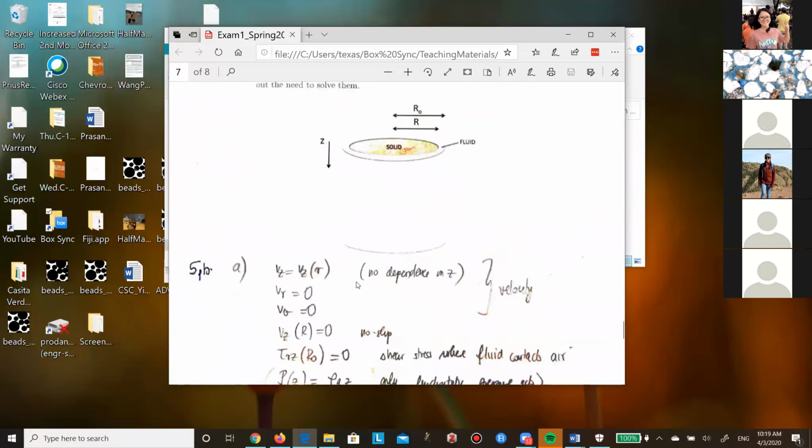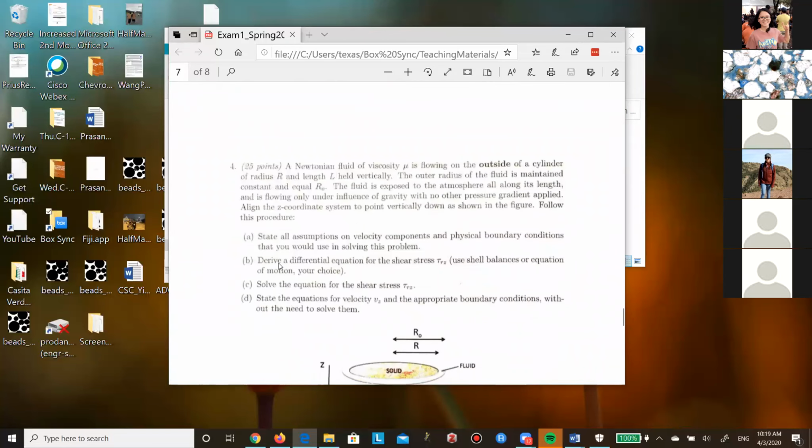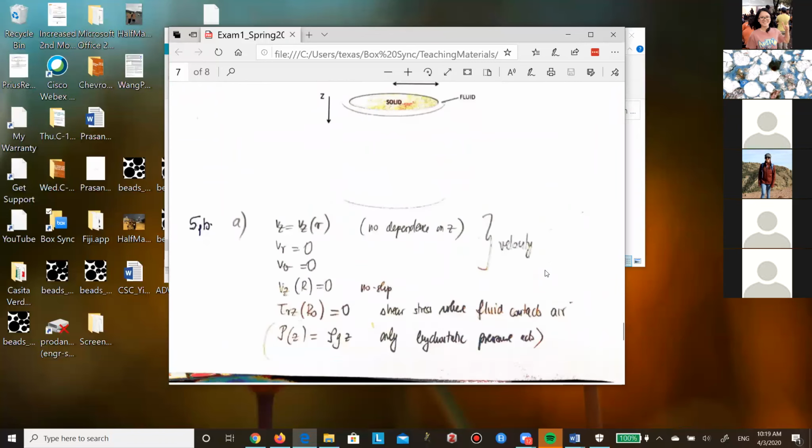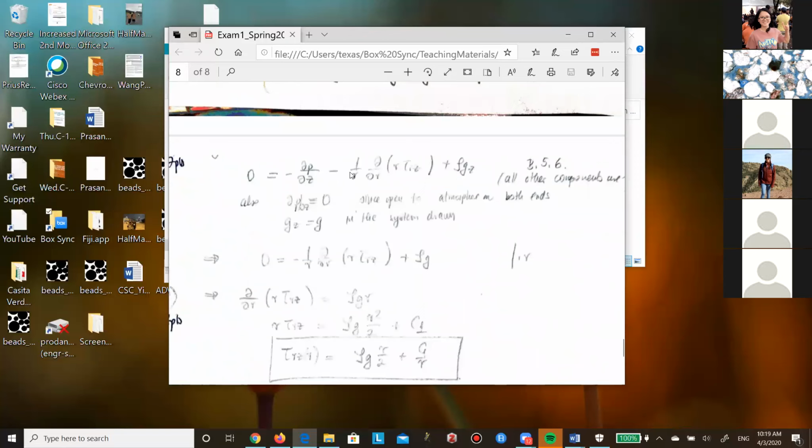So I gave you an option to derive the differential equation for shear stress, or use shell balances or the equation of motion, whatever you would like. And basically, I chose here to just use Appendix B5. That's the appendix that actually has all components expressed in terms of shear stress, which is what we need. Or you can use the velocity one, but you recognize what shear stress is in there and solve for it, because that's what our boundary conditions are.